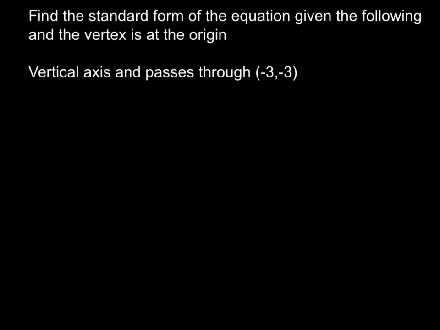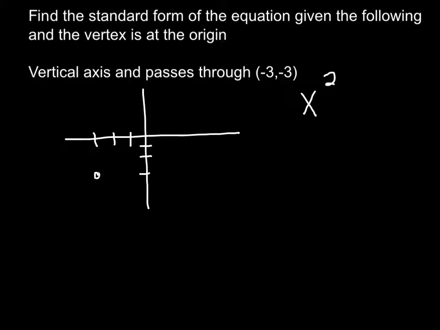So this one states vertical axis and passes through the point (-3, -3). So if it has to be a vertical axis, that means it's going to have to be an x squared. At negative 3, it's going to go through this point. So what this means right here is that I'm going to have a parabola that looks something like that. So I know that's x squared equals 4py.